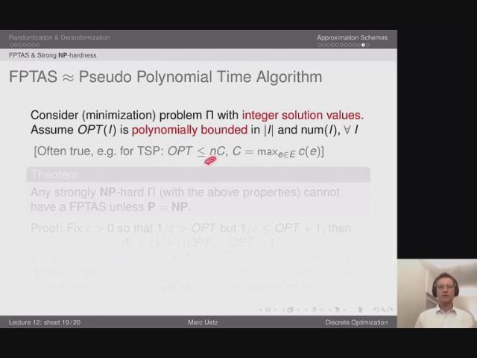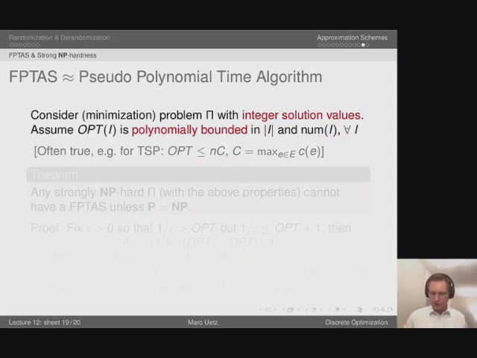So that's n edges in the graph, and each of these edges can be at most as long as the maximum length in the graph, right? So the optimum solution value is at most n times c, c being the maximum length that appears in the graph. And that is the sort of polynomial bound that I require here, and it will be fulfilled for many, many combinatorial optimization problems, okay? So the optimum does not have to be polynomially bounded only in the encoding length of the problem, but also in the largest number, which is happening here as well.